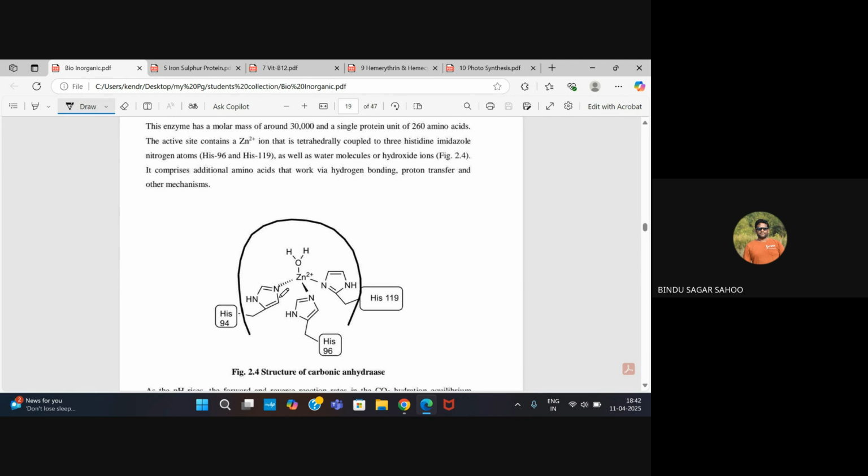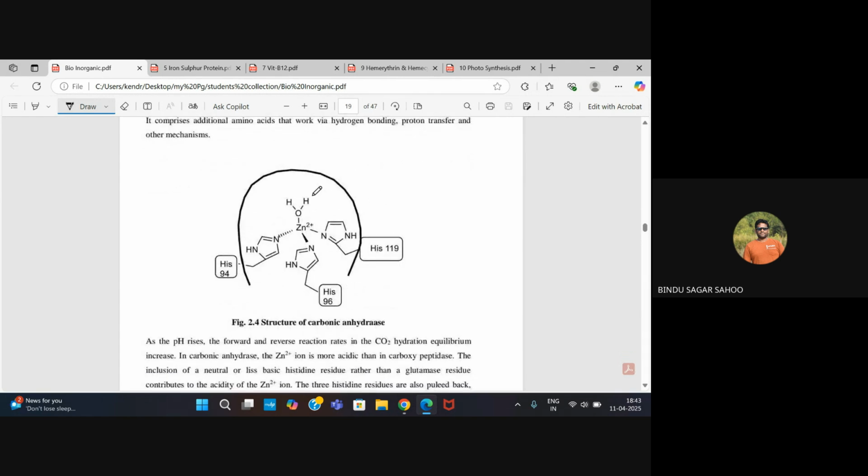Okay. So the basic function of carbonic anhydrase is to convert CO2 to bicarbonate ion. So you need to remember its structure. Structure is very important.